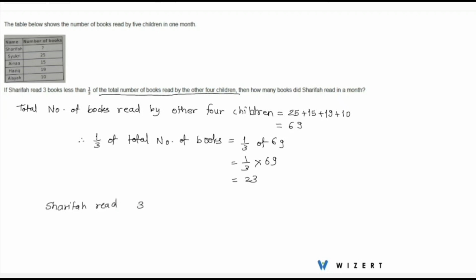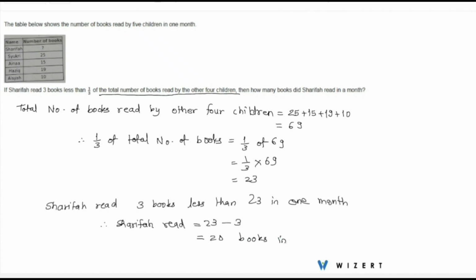Now Sharifa read 3 books less than 23. Therefore, in 1 month, therefore Sharifa read 23 minus 3, which is equal to 20 books in 1 month. So this is the answer.